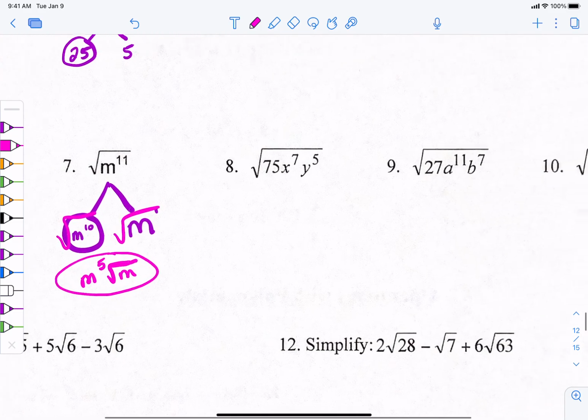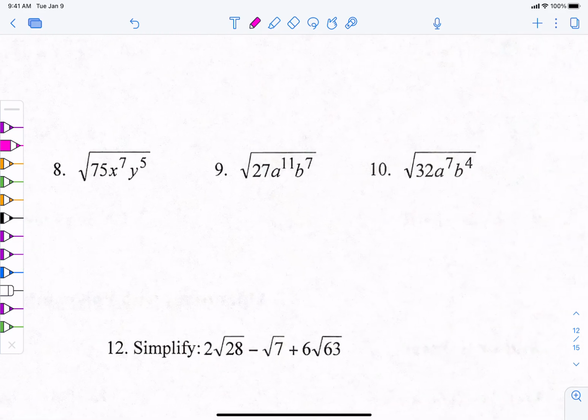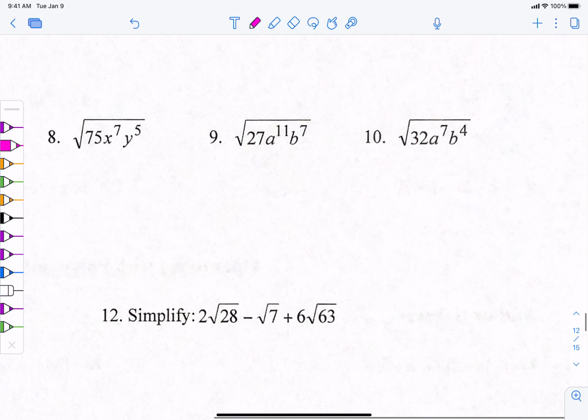Okay? All right, 8, 9, 10, those are a combination of the two. Which one would you like to see? No, 8. 10 probably has a trickier number, maybe. Should we do 10? Let's do 10.